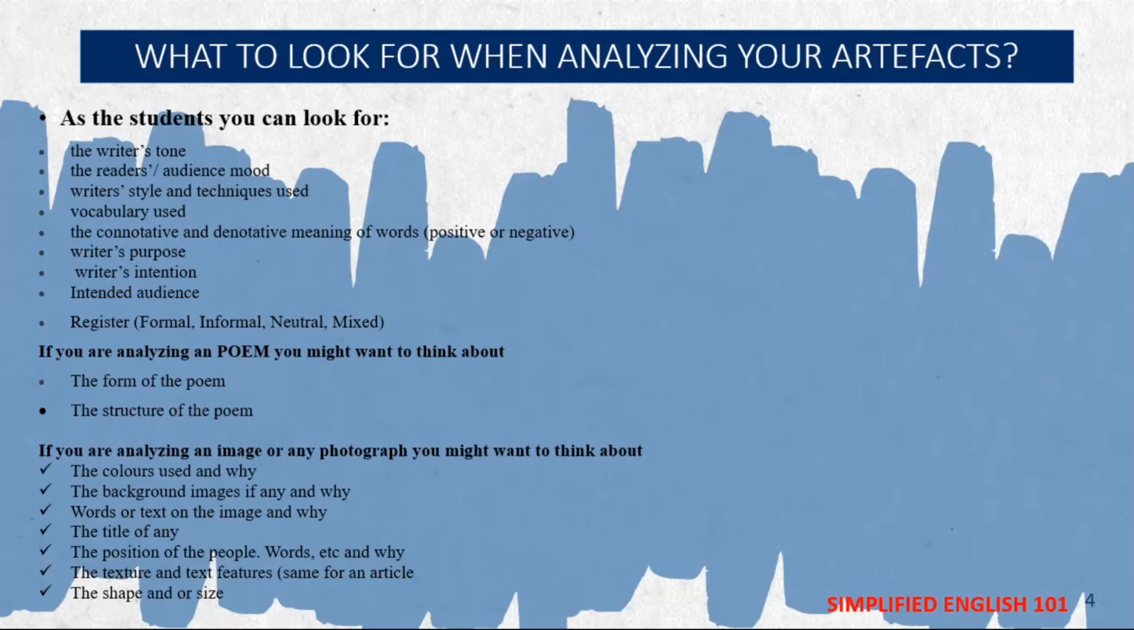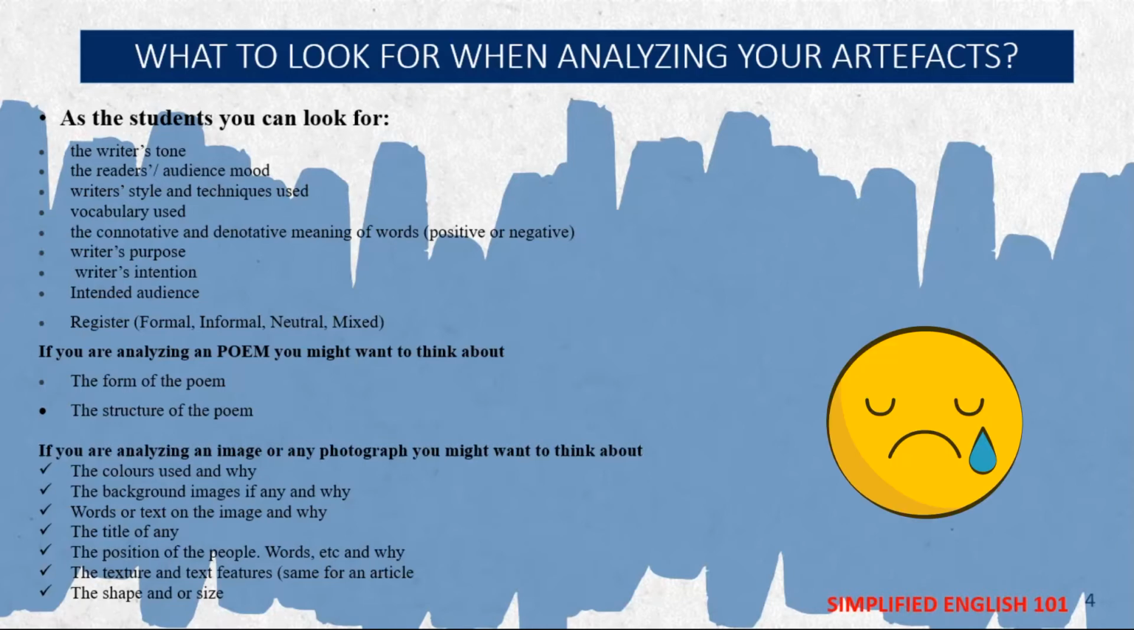You also think about the background images, if there are any, and make mention of them and explain their effectiveness. If there are words on these pictures or images, make mention of them too and identify why they might be used. Again, the title, the position of the people or images on the picture or image, the texture and the text features that are used. And this also applies to looking at artifacts. Finally, the size and or shape of the different pieces on the image or background information on the image.